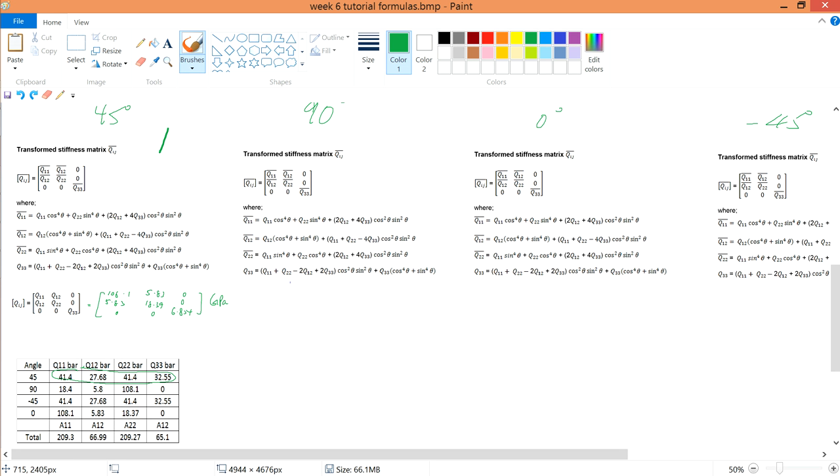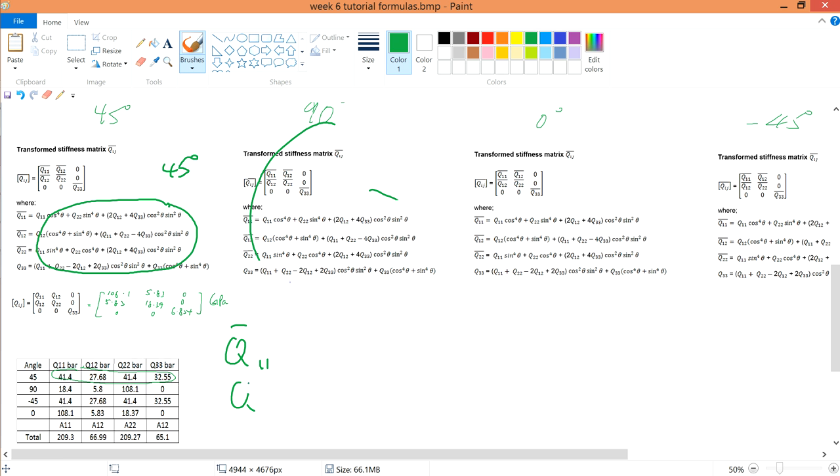So I repeat again, for these four statements, if you substitute in 45 degrees, you'll get this row, and I get these numbers. If I substitute in 90 degrees for these equations, I would have this one, the second row, subsequently the third row and the fourth row. And these are all the values for your Q bar, Q11 bar, Q22 bar. Hopefully this is pretty clear.